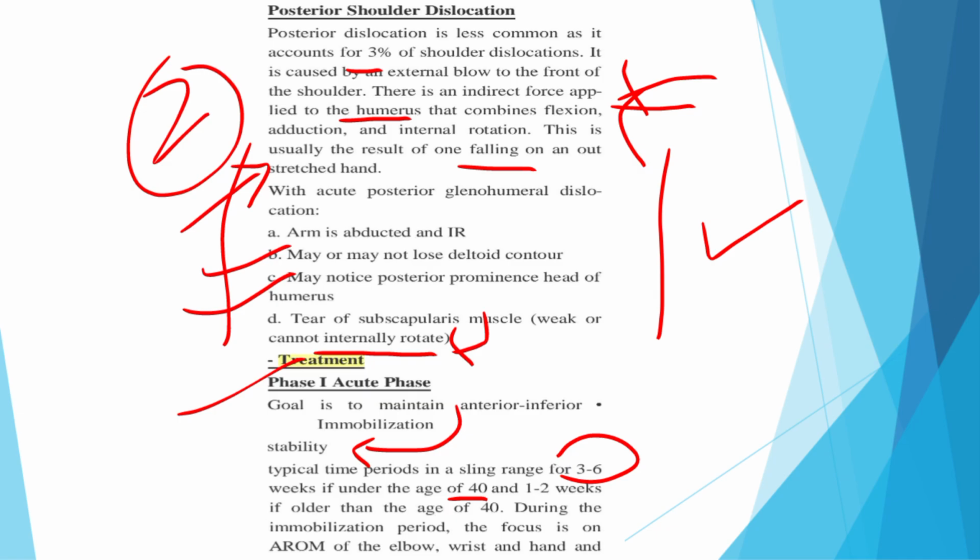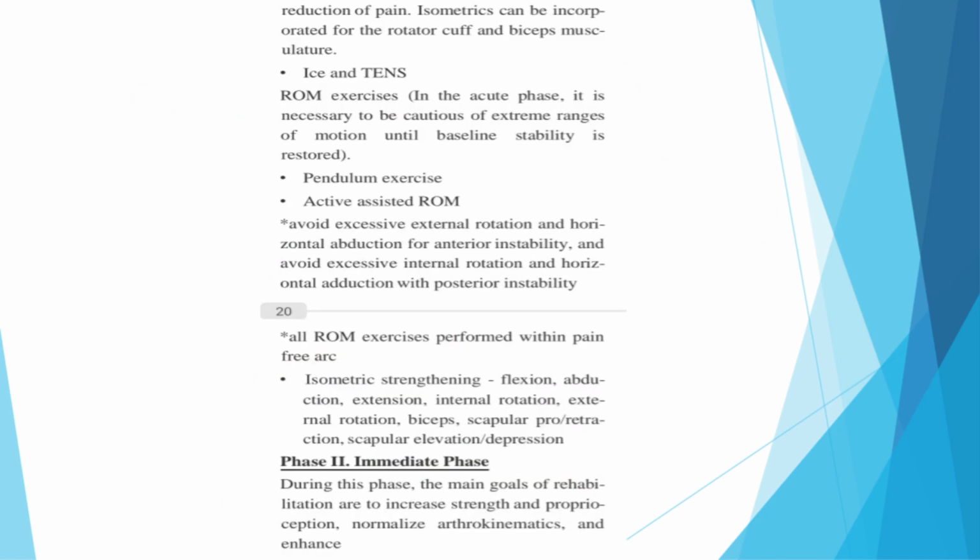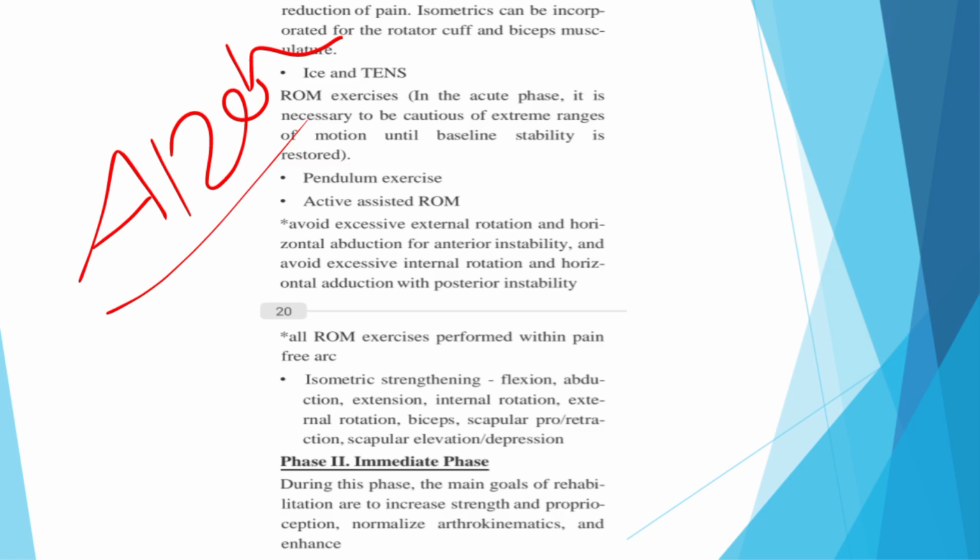During the immobilization period, the main focus is on active range of motion of the elbow, wrist and hand, and reduction of pain, not focusing on the shoulder. Isometrics means the muscle stays at the same length. Isometrics can be incorporated for the rotator cuff and biceps musculature. In the acute phase, we can also use icing and TENS.